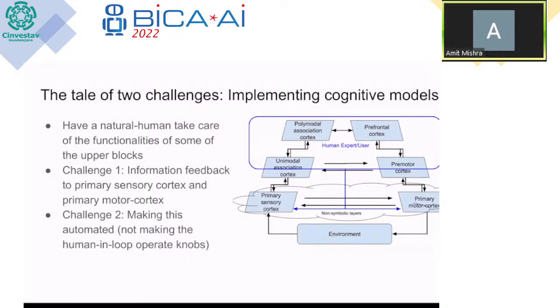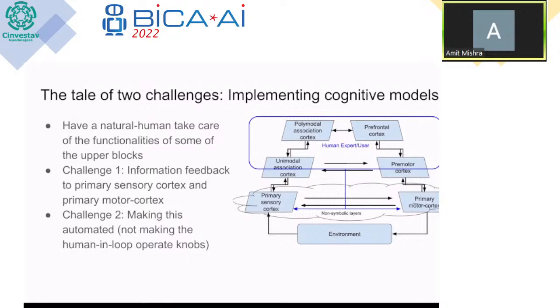And the second challenge is, how do we make sure that this whole system is automated? We don't really want the human being to be sitting and changing 500 knobs. That's not ideal at all. We should have an automated process that sees the reaction level of the human being, quantifies that, and takes that as the information feedback to the non-symbolic layers.